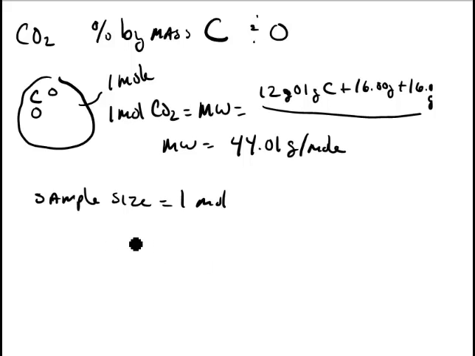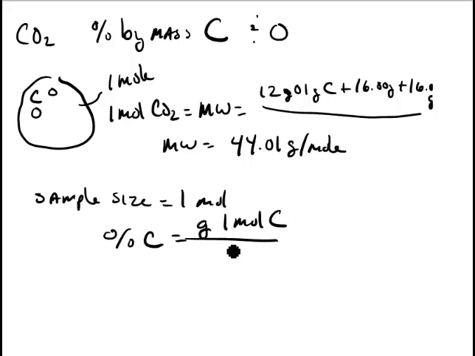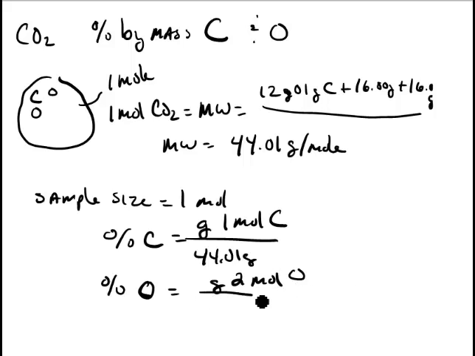we're going to figure out how much carbon. So percent carbon by mass is going to be equal to the grams of 1 mole of carbon over 1 mole of CO2, 44.01 grams, and our percent mass of the oxygen is going to be equal to the grams in now 2 moles, right? Because there are 2 atoms of oxygen, 2 moles of O for every 44.01. See, it's fixed by the formula.